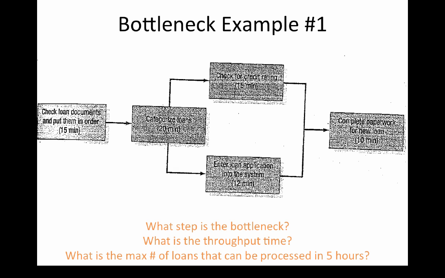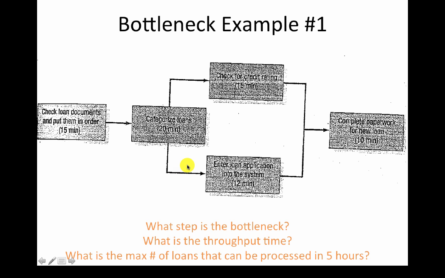Okay, here's another example of the bottleneck, or of a process, and let's look at what is the bottleneck here. So now I have all these different steps, and you see in one case there's 2 steps going on at the same time. So maybe there's 2 different people managing this part of the process. So you have a check for the credit rating, and then you can also have a loan application going into the system. Okay, so both of those are going on after you categorize the loans.